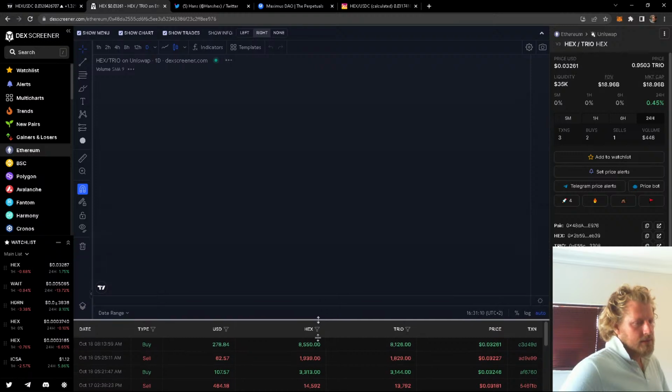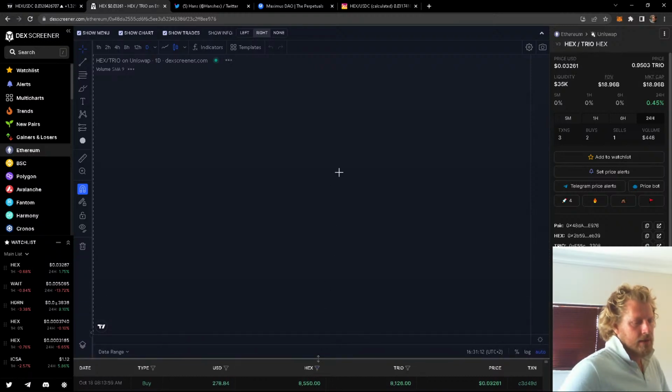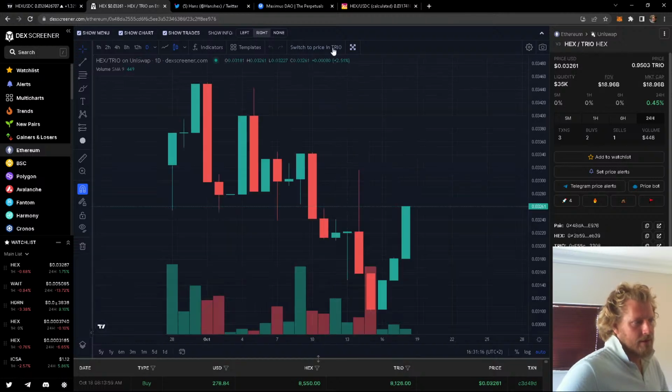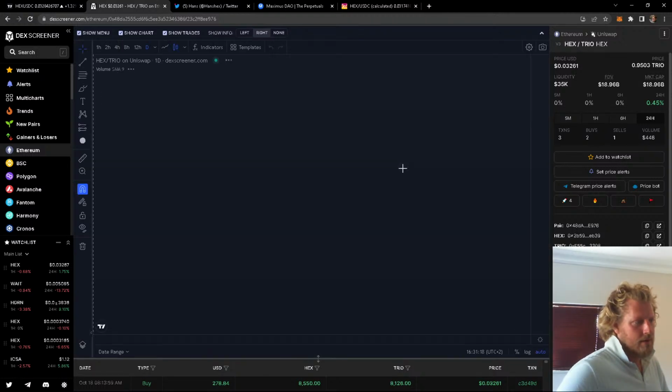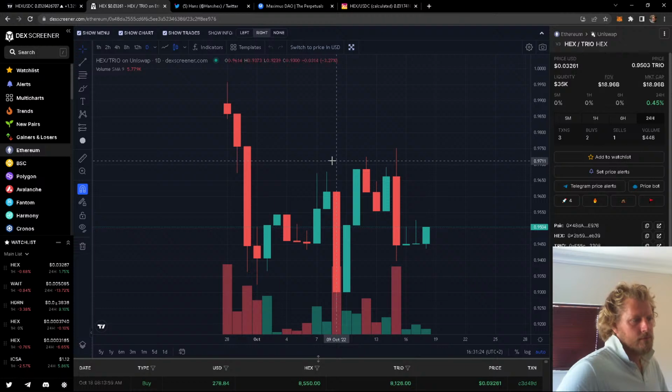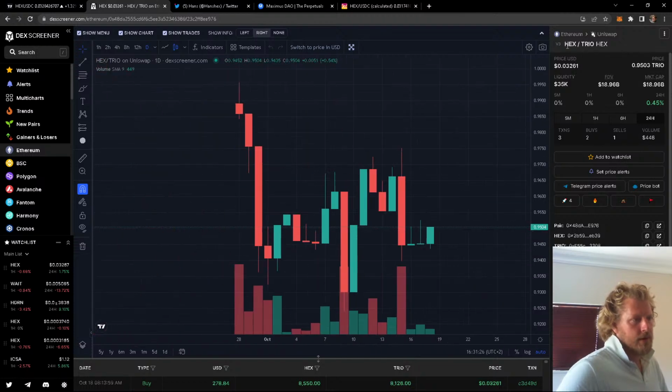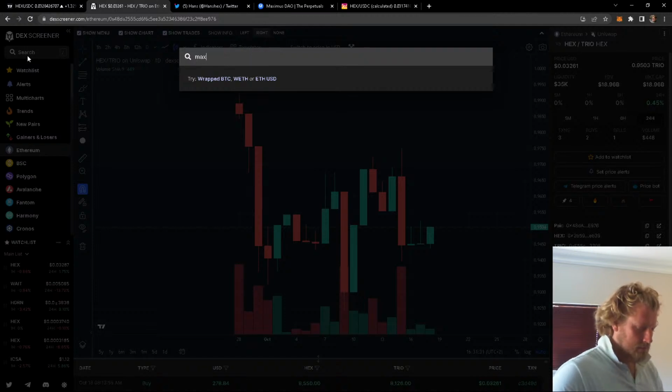Because if you use that same logic, that would mean that Maxi, you're getting 2 Maxi per... Because this is the same ratio. Okay, so Hex is first and then Trio. Now let's look at the Maxi versus Hex.